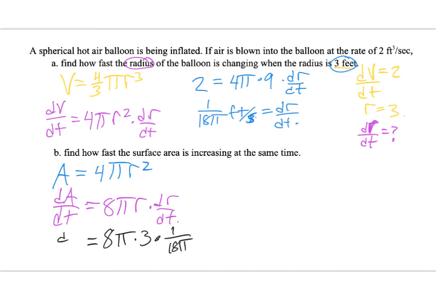And when I combine those numbers, we get dA/dt. That's going to be 24 pi over 18 pi. So 24 over 18. And that's going to be in feet squared per second.